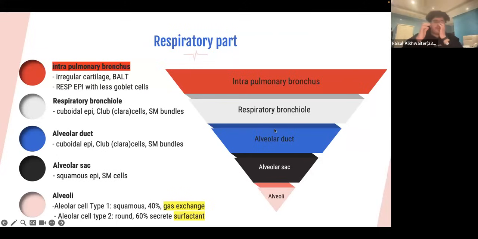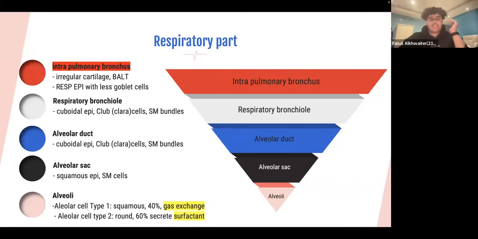So now we're going to try and imagine this. It's pretty easy to identify the next part. You've got the respiratory part of the respiratory system. It starts with the intrapulmonary bronchus, which is very similar to the trachea. It's not part of the respiratory part. Then you've got the respiratory bronchioles, then alveolar duct sacs, and then you go to alveoli.